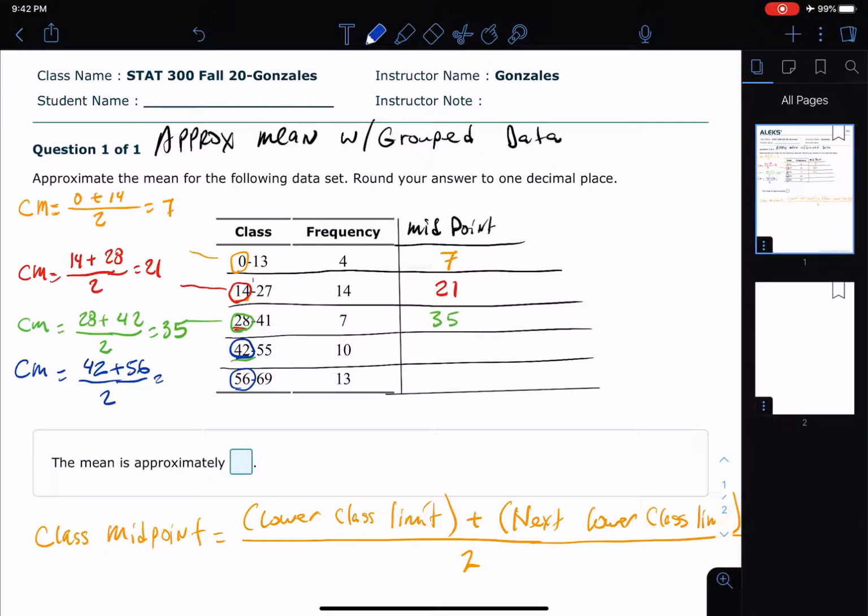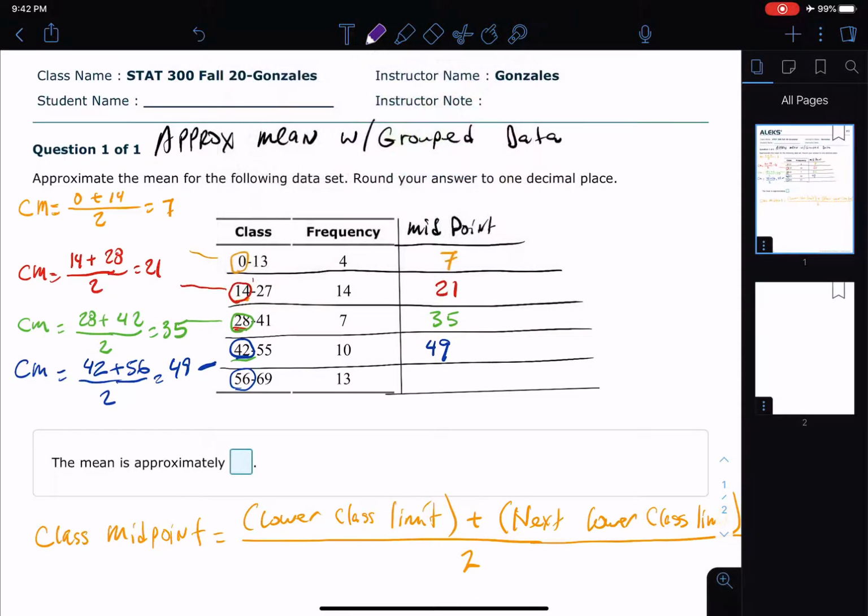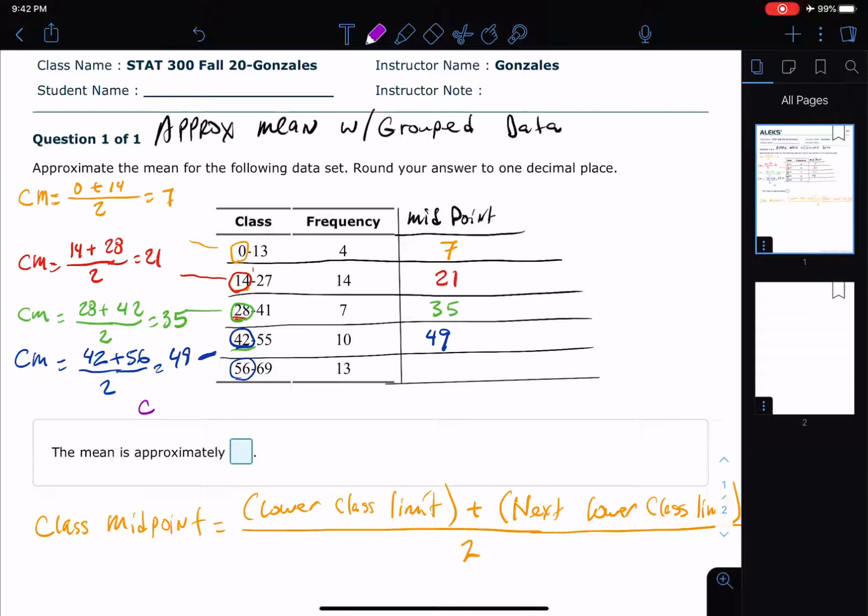I'm running out of space, aren't I? So I divide that by 2. So 42 plus 56 divided by 2 is 49. So this class limit, this midpoint is 49. And then I need a little more space for this last one that we'll do in purple. So if I want this last class midpoint, I'm doing this one right here.